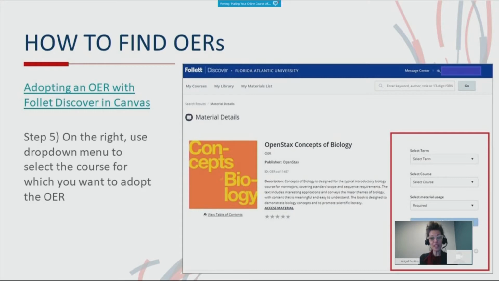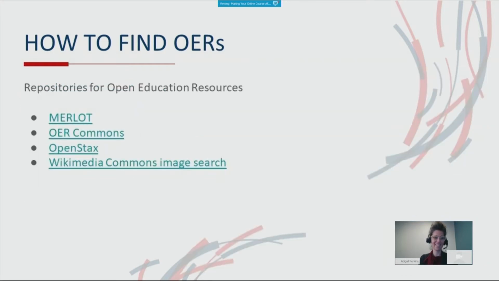These 5 steps that I just went through are in a step-by-step 2.5-page guide. That's a PDF. We will send that to you at the conclusion of this presentation. So you can go in on your own and look at the screenshots and the steps as you explore OERs in Canvas through Follett Discover. Follett Discover in Canvas is not the only way to find OERs.